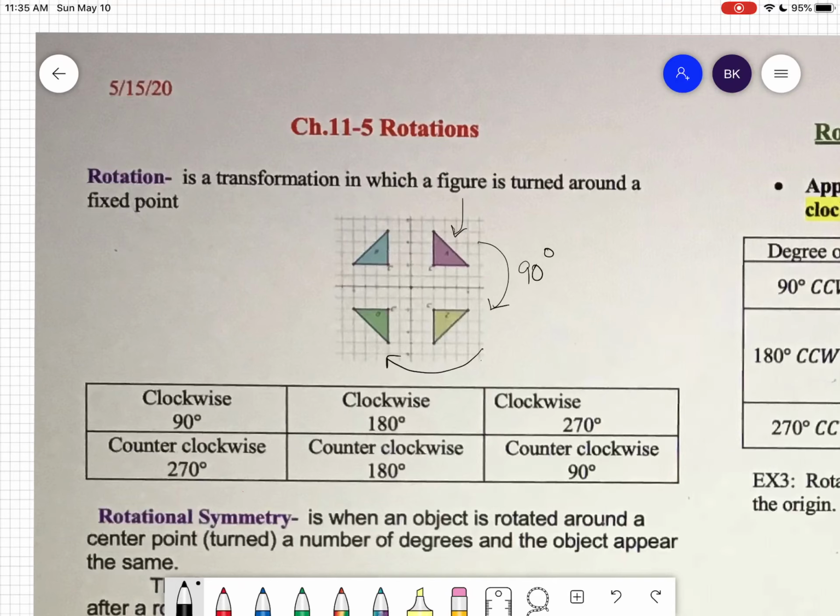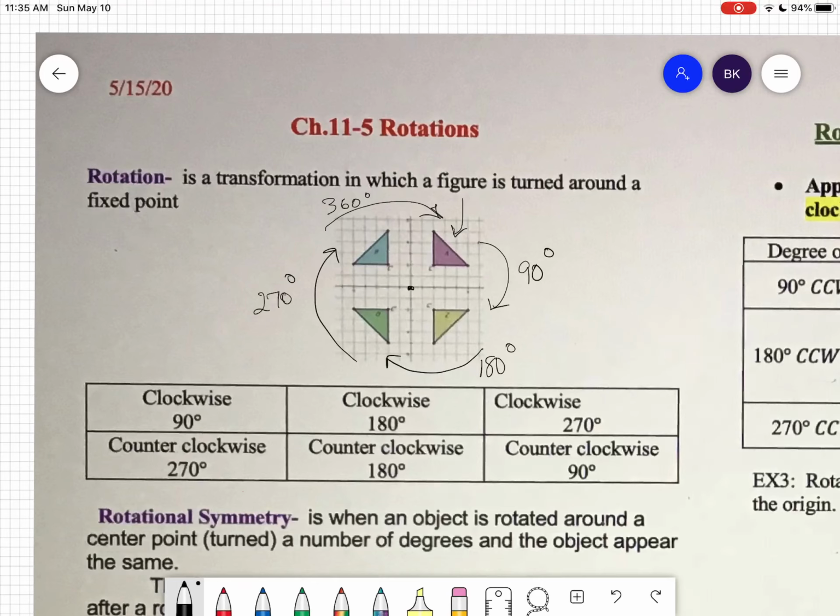Then it's going to rotate another 90 degrees, for a total of 180 degrees. And then another 90 degrees, for a total of 270 degrees clockwise. And then finally, when it rotates 360 degrees about the origin, it will end up looking the same and will become the original shape.